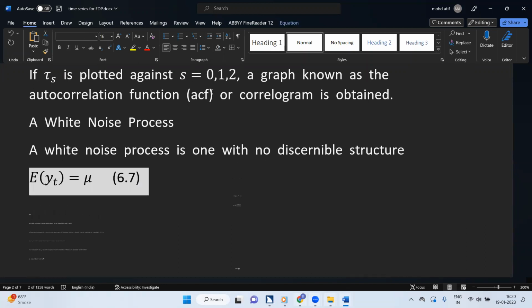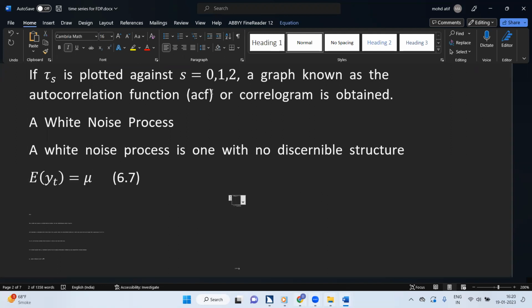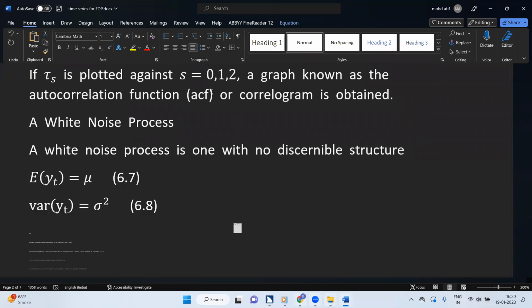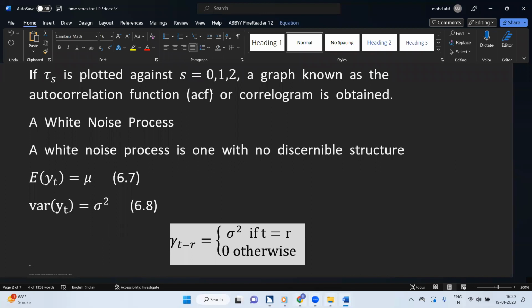So these are the features of a white noise series. That is, mean is constant. Its variance is also constant. And look at this autocovariance function.